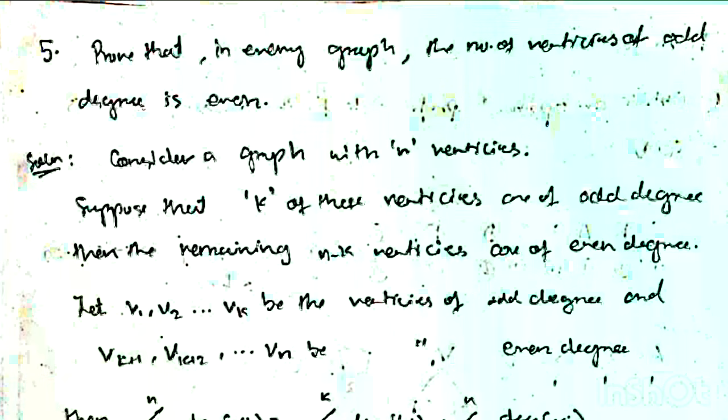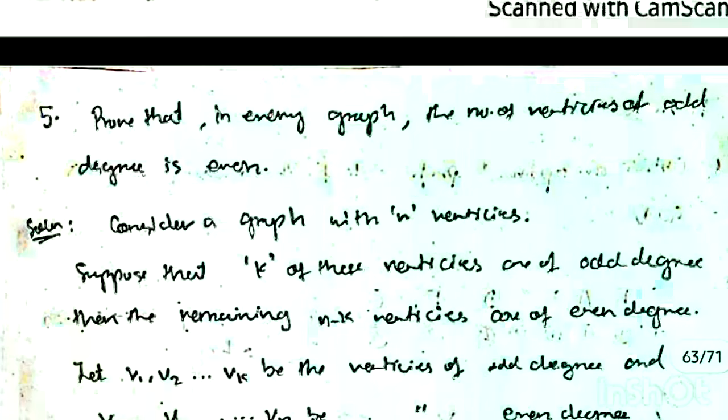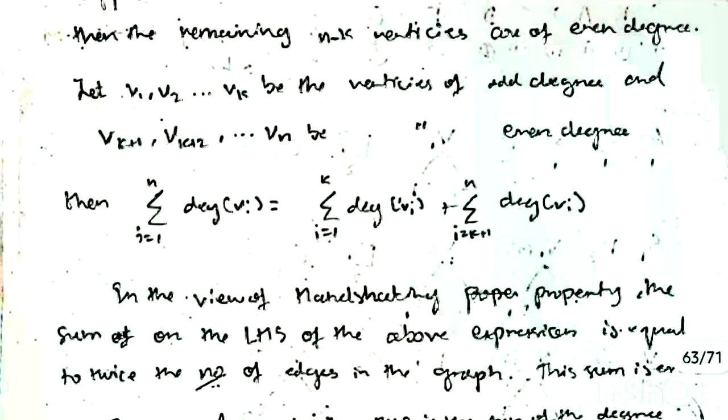Suppose that there is a graph, and in that graph there are k vertices having an odd degree, and the remaining vertices, which is n minus k, have even degree. So what we have to prove is, in every graph the number of vertices having odd degree is even. So see here, the sum of all these degrees will be equal to the sum of degrees of odd vertices plus the sum of degrees of even vertices.